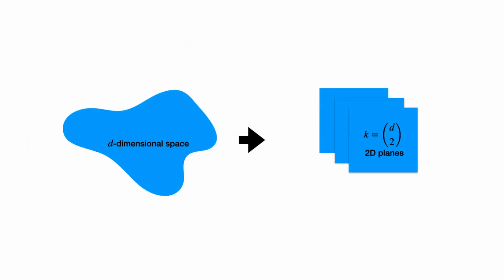Concretely, we represent a d-dimensional space using k equals d choose 2 two-dimensional planes, representing interactions between every unique pair of coordinates. We use planes as our basic model component because they lend themselves well to interpretability, providing clear geometric correspondences, and can be represented directly at high resolution.